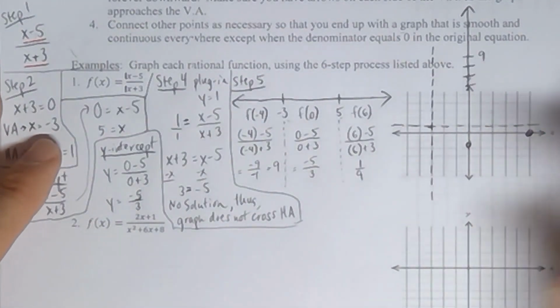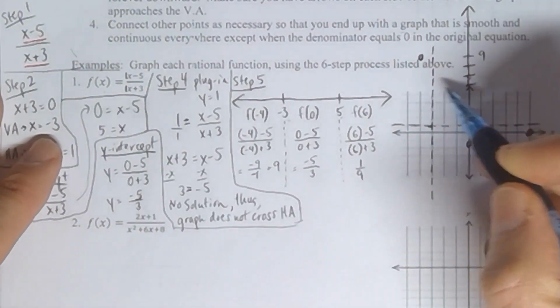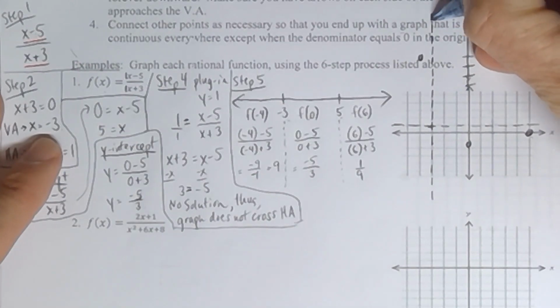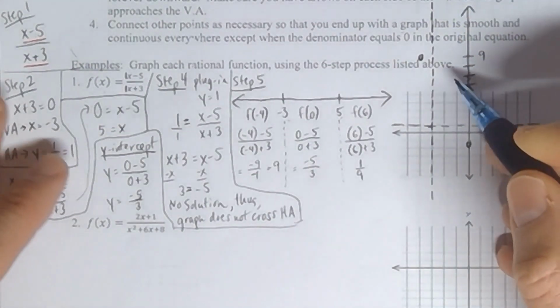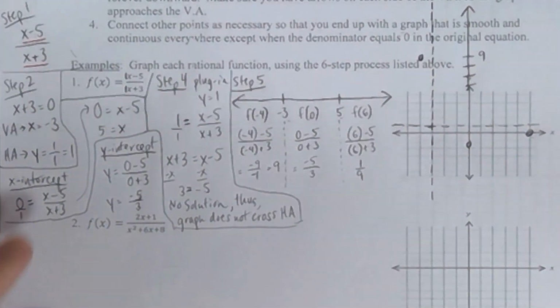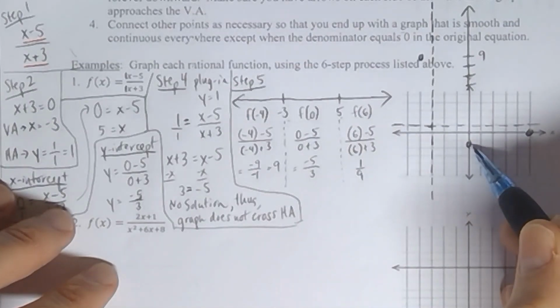-4, 9, where is that? That is way, way, way up here. That's why I stretched out the graph a little bit right there. Okay, in fact, I'm going to need to stretch out my vertical asymptote here as well. You'll see why here in a second. What else? 0, negative 5/3. I already did that one just a moment ago.